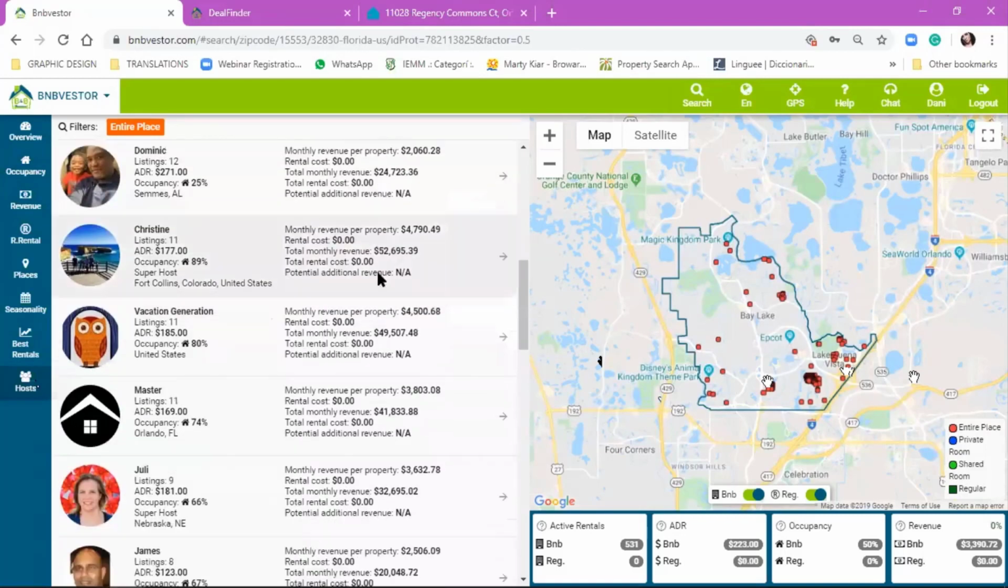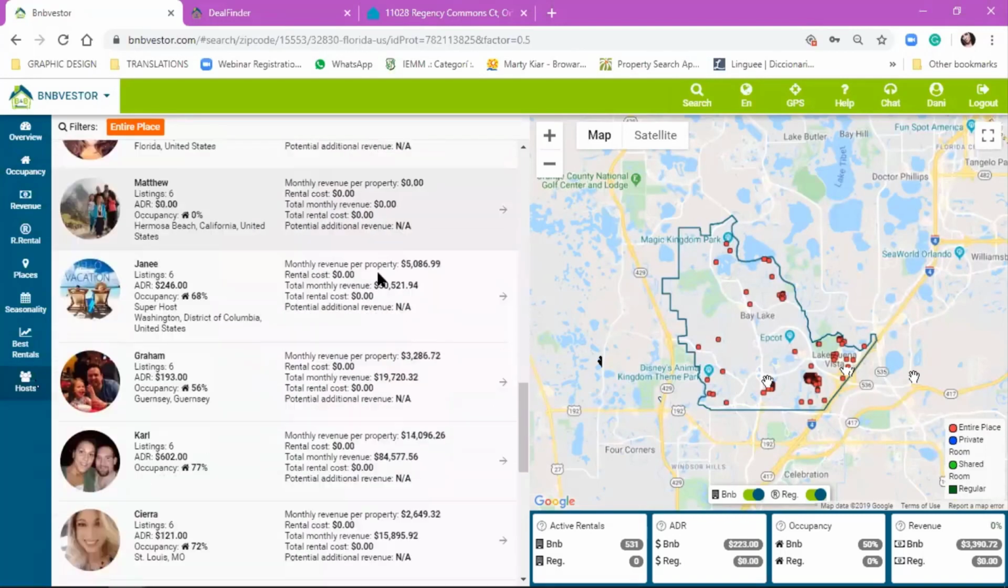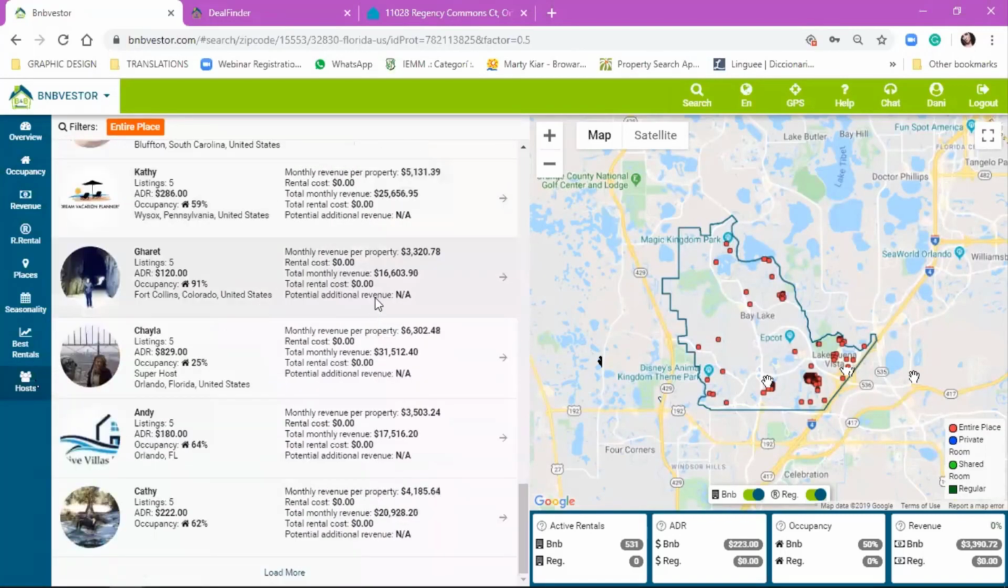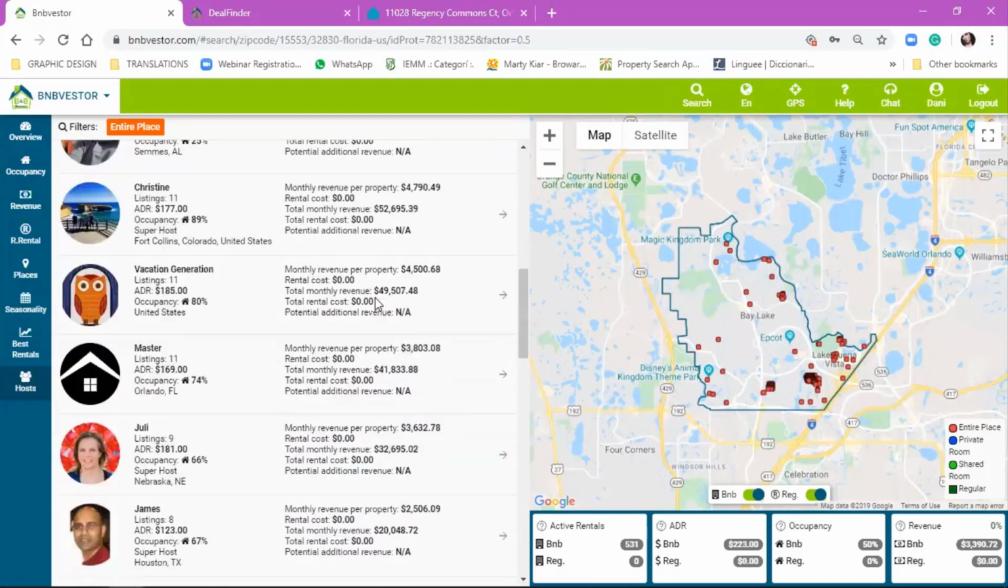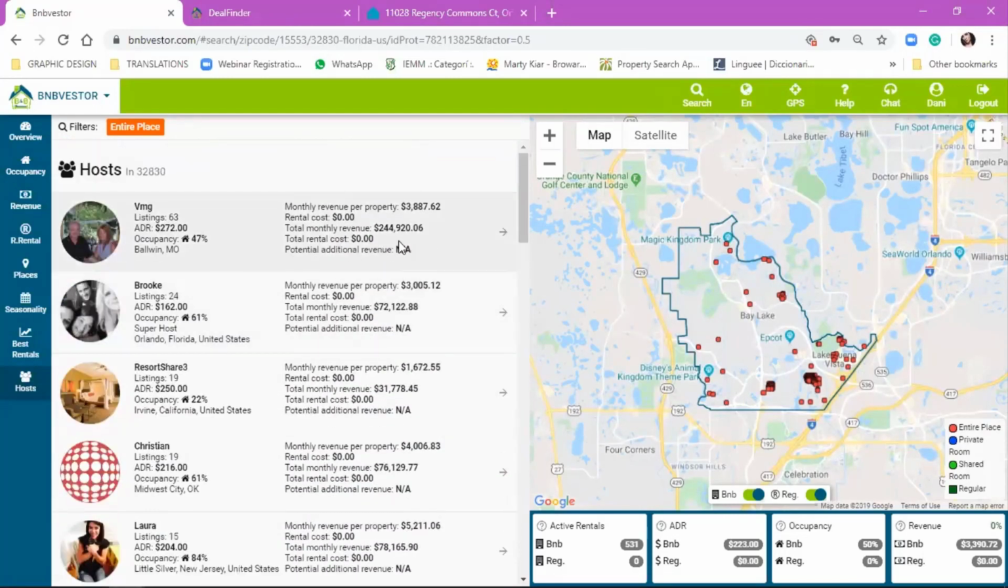Let's take a look over here. Okay, so you can see, I was taking a look, and of course I'm not going to find anything. You can see that all the properties have a potential additional revenue of NA. Why does it say NA? Because we don't have any regular rental to compare it to.